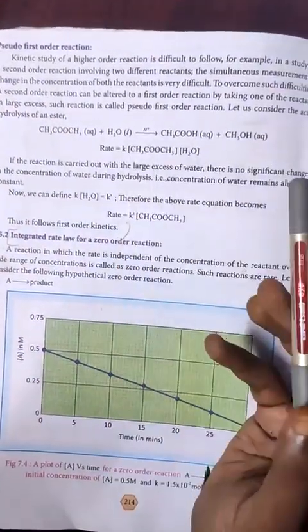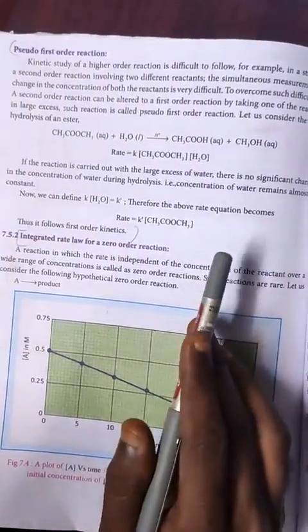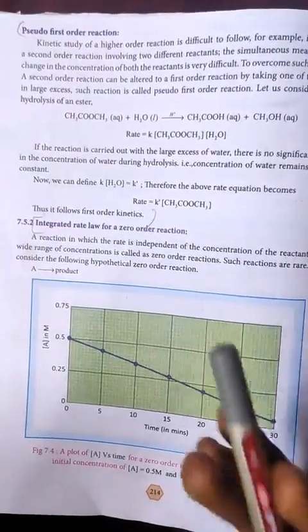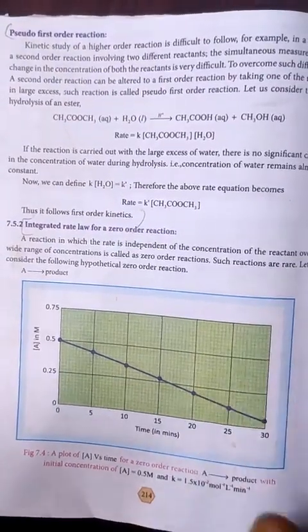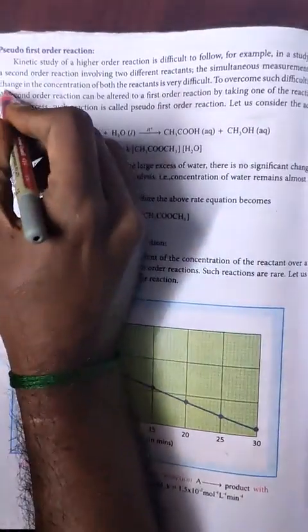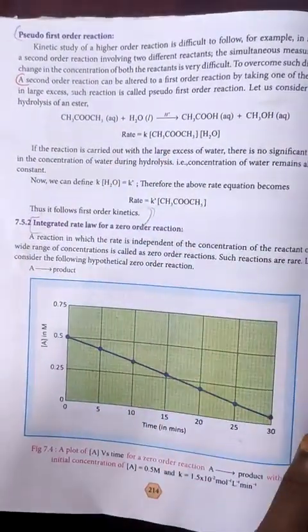And the next one, pseudo first order reaction. Pseudo means false. First order reaction means the reaction rate depends upon only one reactant. Pseudo means it will look like a second order or third order reaction, but the reaction rate proceeds by only one reactant, so it is called the pseudo first order reaction. So here is the answer, a second order reaction from here up to here. It's a book back question, you can learn it.